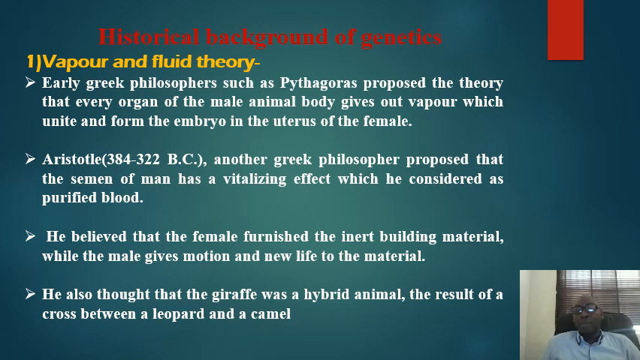Well, that inert building material we now know is the egg, which is being fertilized by the sperm, which is the fertilizing effect. He also thought that a giraffe was a hybrid animal, the result of a cross between a leopard and a camel. Although he had some idea about inheritance, he did not actually get it right.